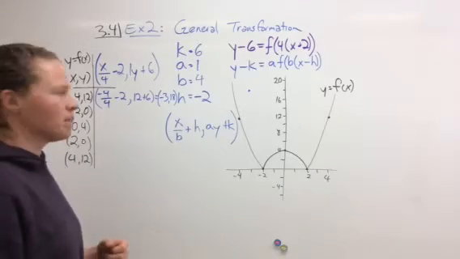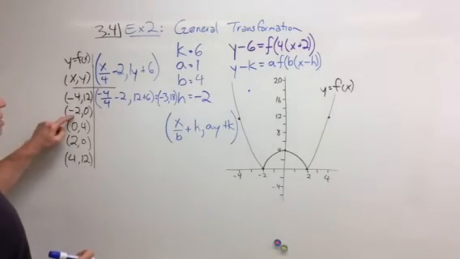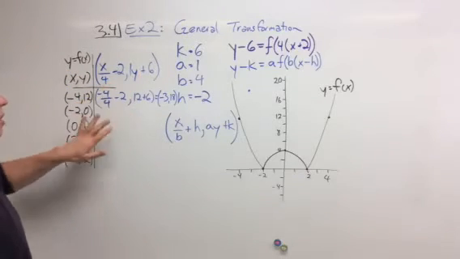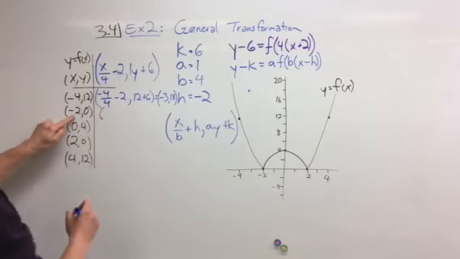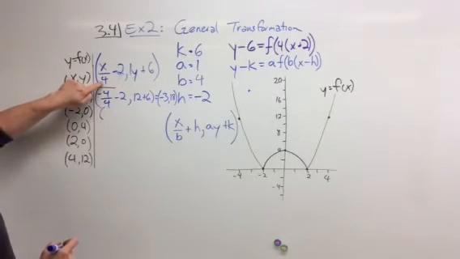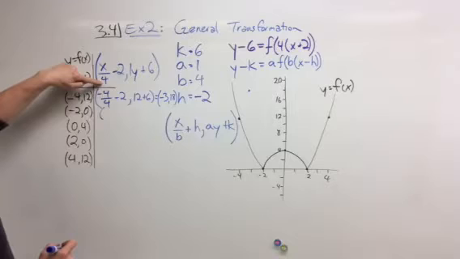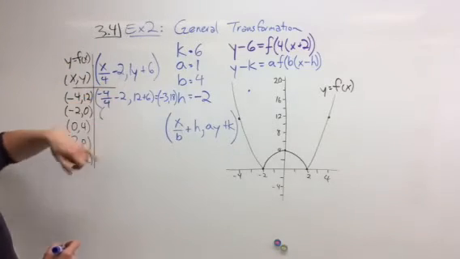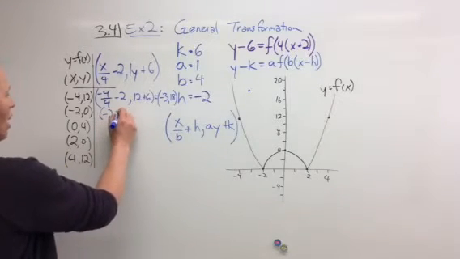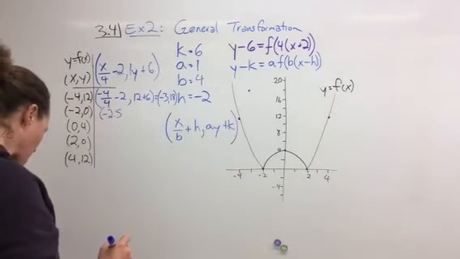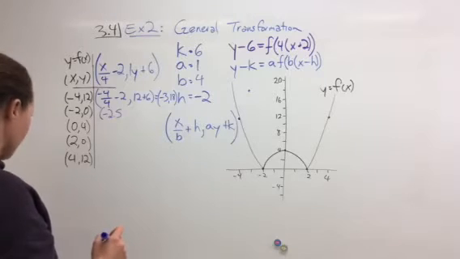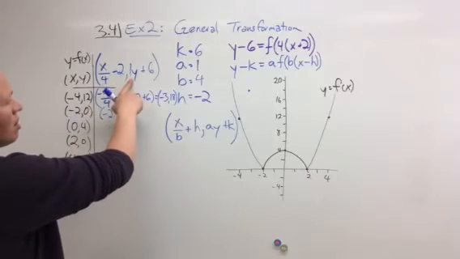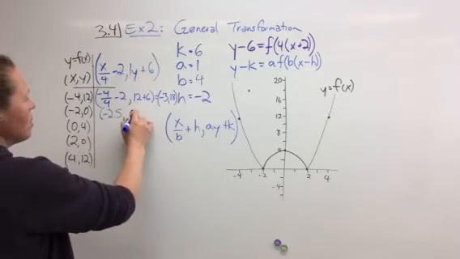Then we just keep going. Each one of these numbers is going to go in here, and I'm going to get my new value. So negative 2 divided by 4 is going to be, well, negative 1/2. Minus 2 would be negative 2.5. Then I'm going to take my 0. 1 times 0 is just 0. Plus 6 would give me 6.